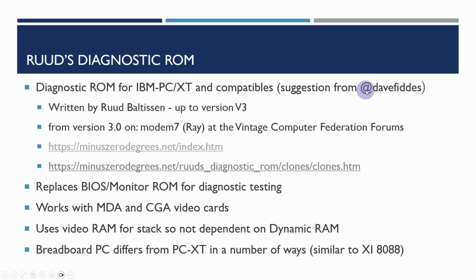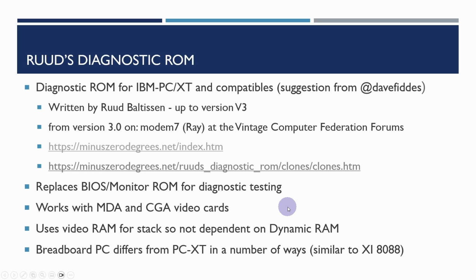I had a suggestion from Dave about using the Ruud Diagnostic ROM. Now, the Diagnostic ROM is for IBM PC, PC/XT compatibles. It originally was written by Ruud Boltison up to version 3, and from version 3 onwards Modem 7 or Ray at the Vintage Computer Federation forums and -0degrees.net has actually taken that on and extended it. What it does basically is replace the BIOS/monitor ROM and do diagnostic testing.